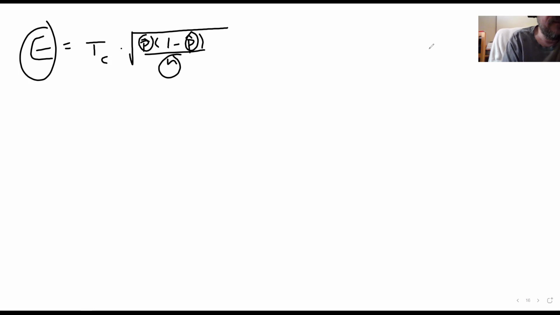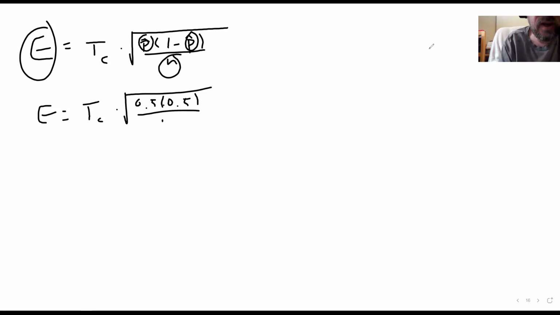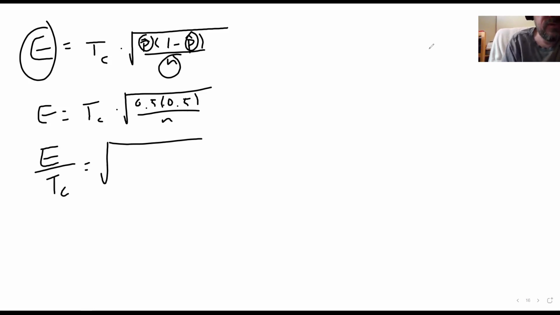So we're going to say that E equals T sub C times all this stuff, square root of, I'm going to make these 0.5, so 0.5 for P hat. Then 1 minus P hat is also 0.5 over n. All right, so here's what I'm going to do. I'm going to divide both sides by T sub C. So we get E over T sub C is the square root of, this is 0.25 in the top. 0.5 times 0.5 is 0.25 over n.